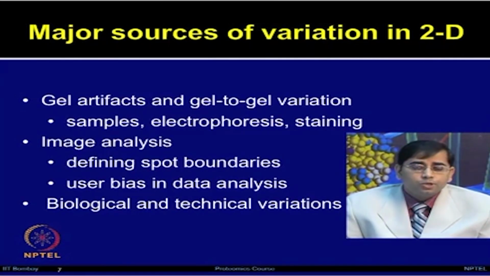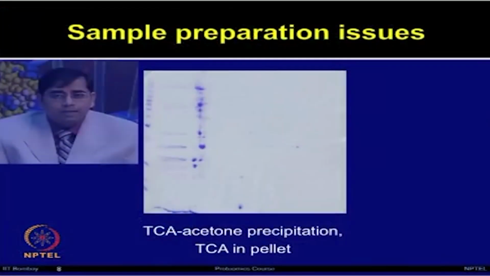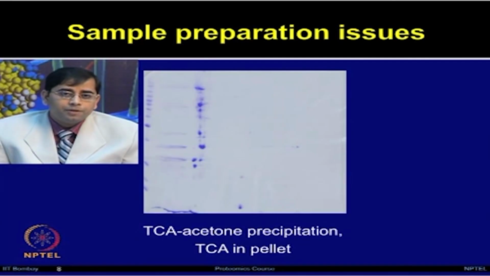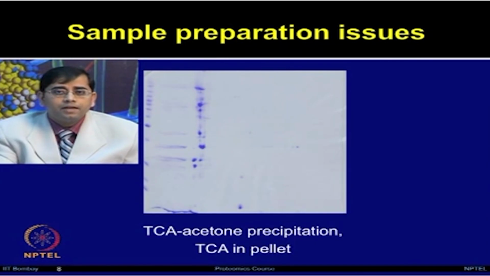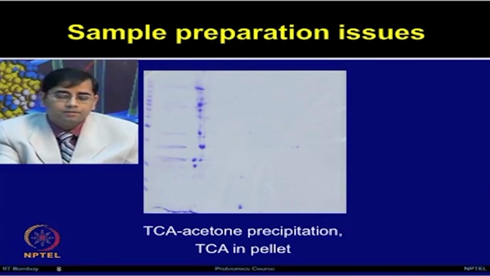So, there are major sources of variations in two-dimensional electrophoresis. I am showing you a few problematic gels, how even small mistakes or some issues inherent to your biological samples can give rise to very bad 2D gels. For example, I am showing you a few sample preparation issues. In this gel, as you can see, the TCA acetone precipitation method was followed, but there was not good washing performed. So, TCA still remained in the pellet and one can obtain the pattern as shown in this gel.